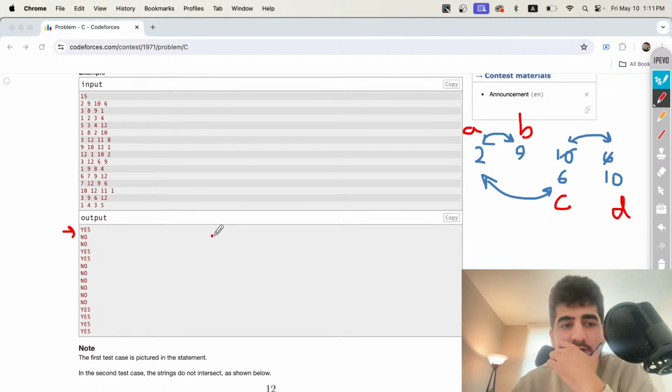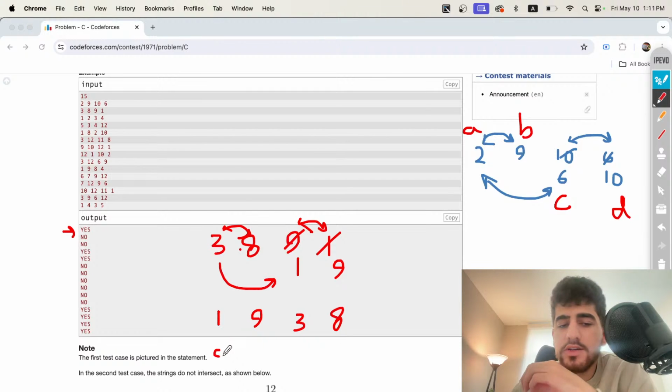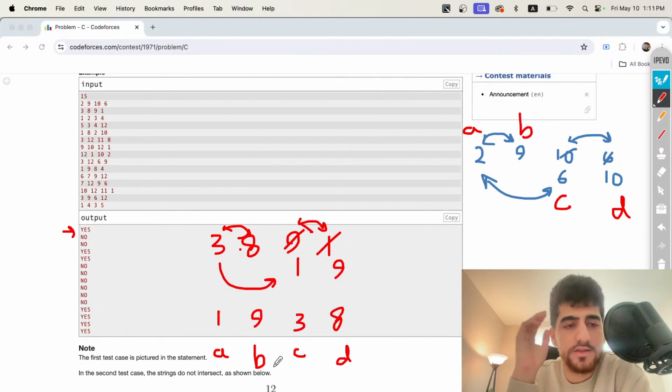About the next one, we have 3, 8, 9, 1. So 3 is less than 8, that's okay. 9 is greater than 1, so we need to swap these two to sort the second pair. Then we compare 3 and 1, and we see 3 is greater than 1, so we need to swap these two. So in here we have 1, 9. In here we have 3, 8. And we see that the order in here is not A, C, B, D, because D is less than B. So it is not true in here.